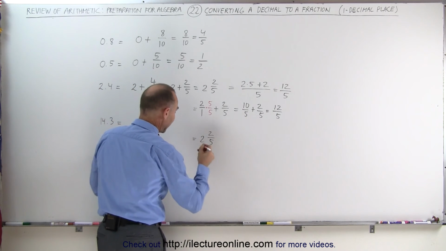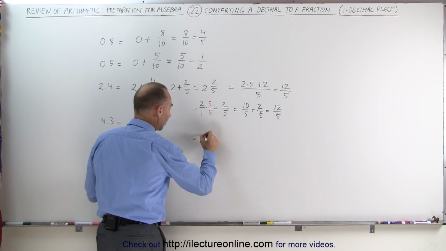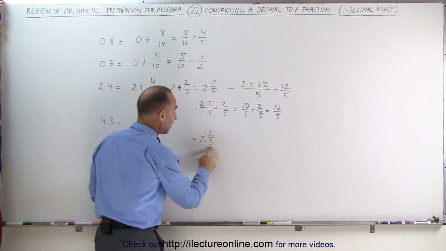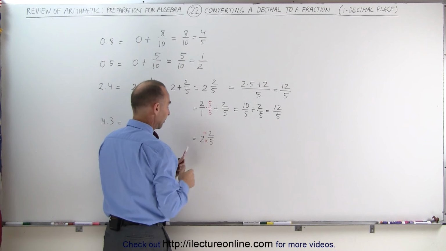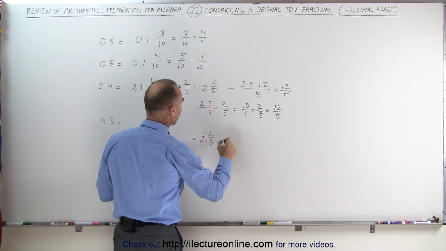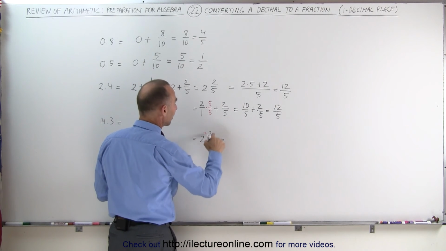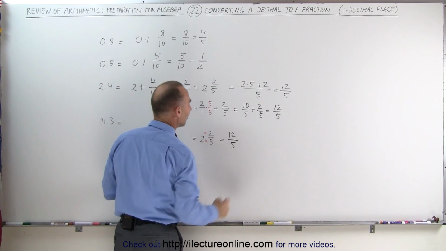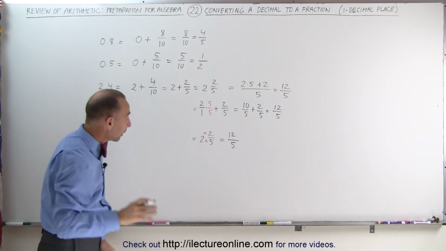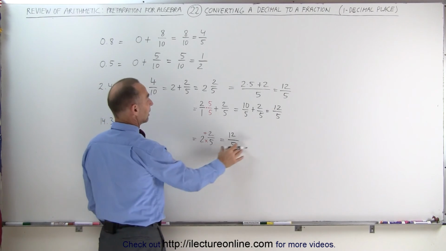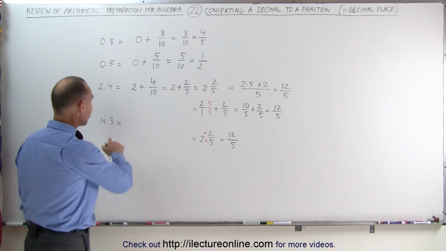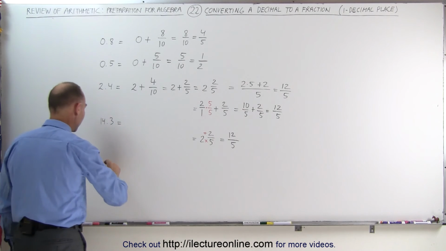You put a little multiplication sign at the bottom here and a little plus sign at the top. Now what you do is you multiply 2 times 5 and add 2 to that and write that in the numerator. So this becomes 2 times 5, which is 10, plus 2, which is 12, and you divide it by the denominator 5. So that's how you very quickly turn a mixed number into an improper fraction. Pretty slick, huh?